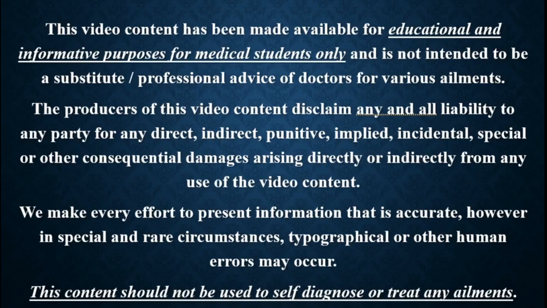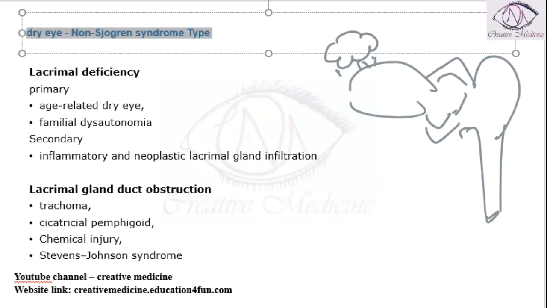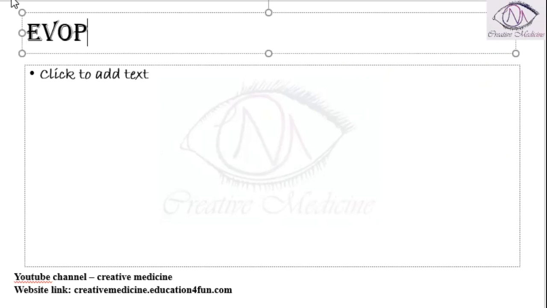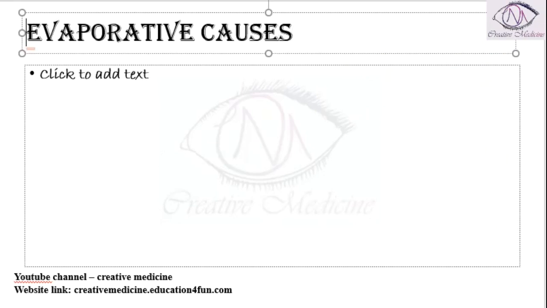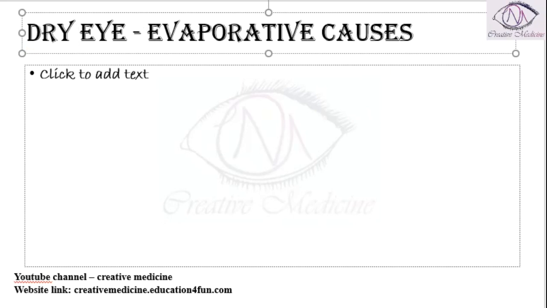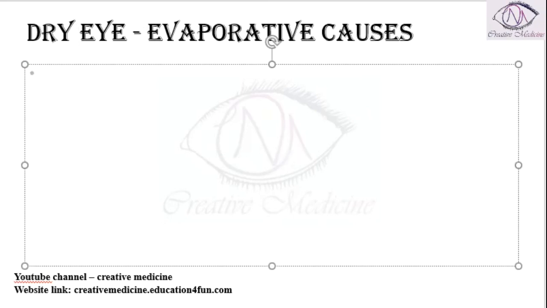In this lecture, we will learn about evaporative causes of dry eye. So in the dry eye evaporative causes we have intrinsic type and extrinsic type. So intrinsic type of evaporative causes and extrinsic type of evaporative causes. In the intrinsic type of evaporative causes the problem is in the eye.